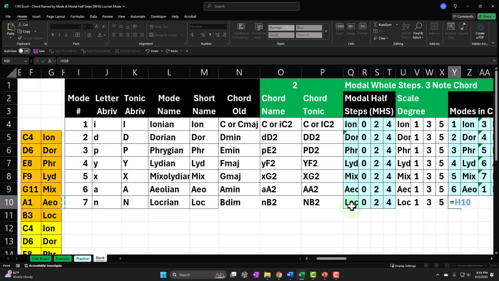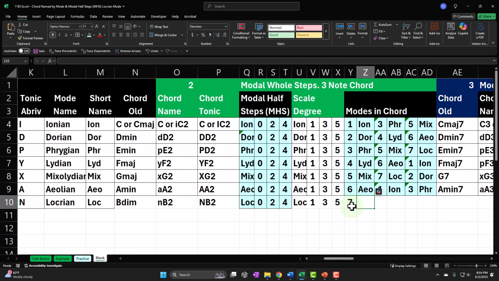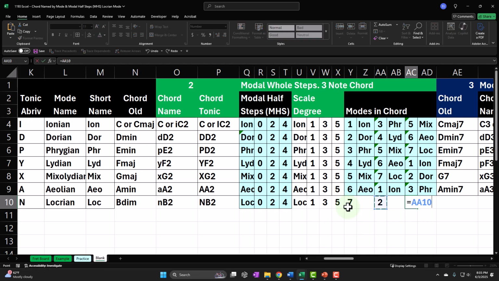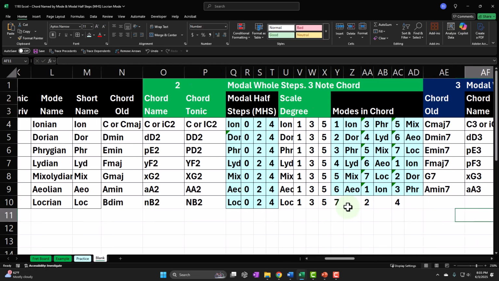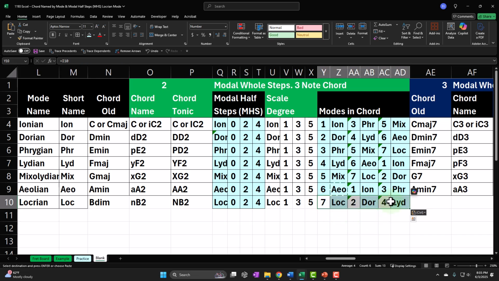Because look, if we keep that as the 7, this is why. I'll show you. If we keep that as the 7, then we can say that this is going to be 7 plus 2 minus 7, because it can't be greater than 7. So we'd have the Locrian, and then to the 2, which is the Dorian, and then we'd have the 2 plus 2, which would be 4 for the Lydian. And then if I copy this down, we can name it Locrian, Dorian, Lydian. Isn't that nice?